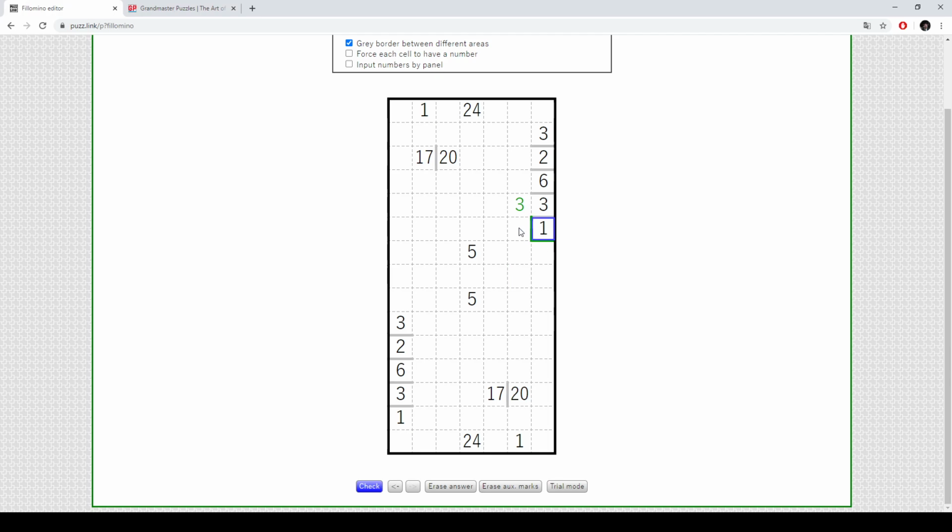So this 1, I know, cannot be next to another 1 square region. This 3 cannot be next to a 3 square region. And that's it, believe it or not.